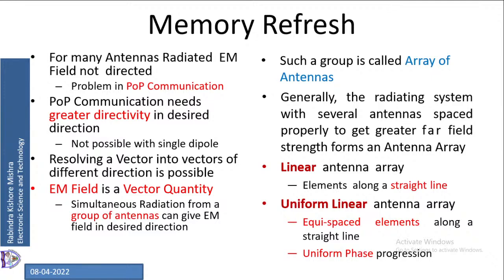Suppose you take three elements. The electrical phase between 1 and 2 is the same as between 2 and 3, so that phase remains constant. Or if you take four elements, between 1 and 2 suppose it is alpha, between 2 and 3 it will be 2 alpha, between 3 and 4 it will be 3 alpha. So they will be in uniform phase progression. Either the progression is 0, which means everything is alpha, or it is uniform, which means alpha, 2 alpha, 3 alpha, 4 alpha, in that manner. Either of these two is called uniform phase progression.